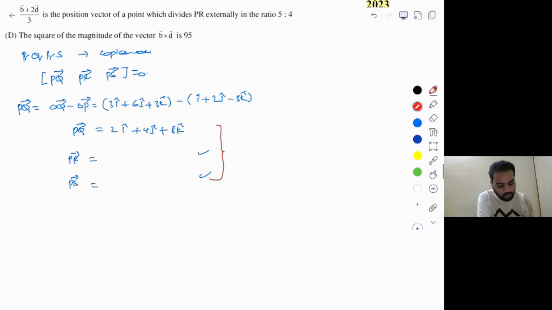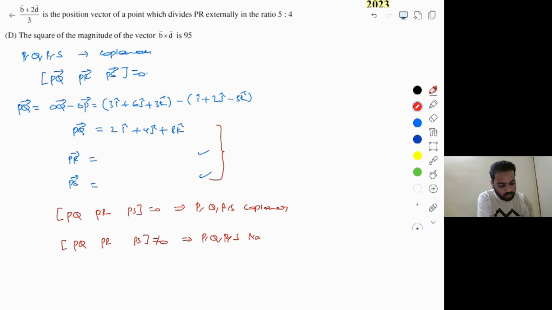So what is our conclusion? If the box product of PQ, PR and PS is equal to 0, in that case we can say that the 4 points P, Q, R, S are coplanar points. They will be coplanar. But at the same time, if the PQ, PR, PS box product is not equal to 0, then they are not coplanar.